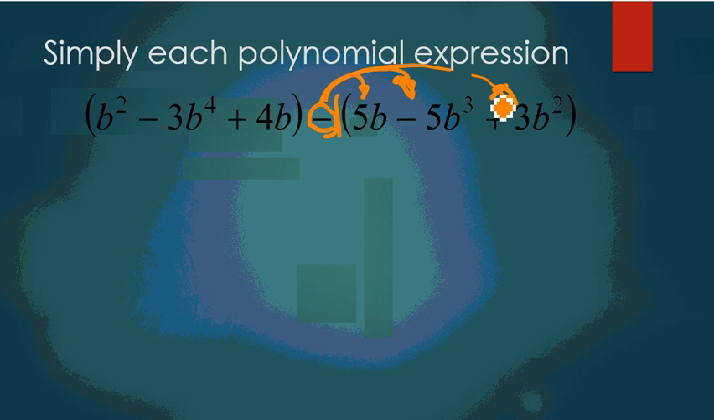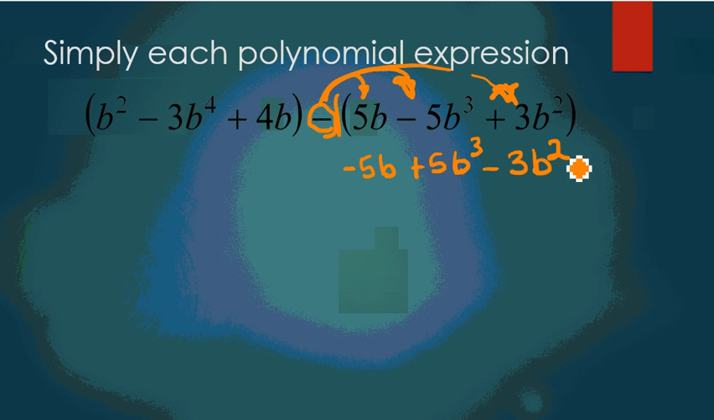to each piece. So that becomes a negative 5b. Negative times a negative is a plus 5b cubed. And then a negative times a positive is a minus 3b squared. So now that I've applied the negative sign, we're going to move over and bring everything else down: b squared minus 3b to the fourth plus 4b.